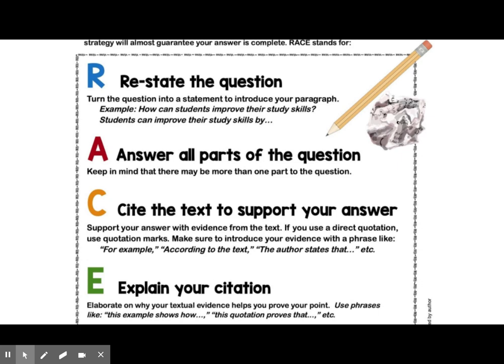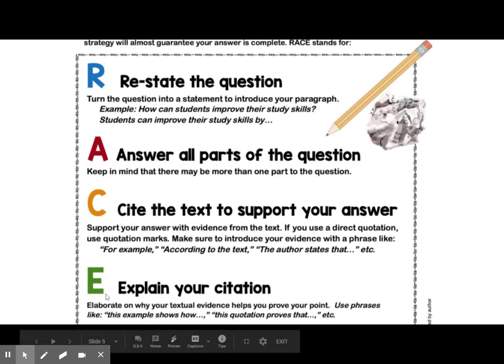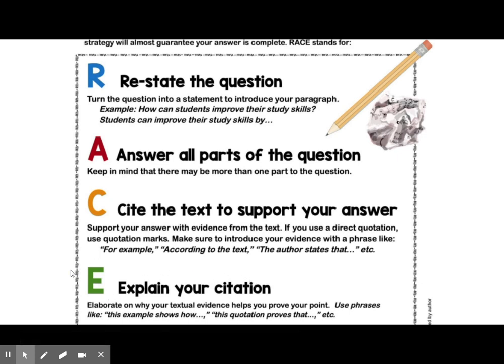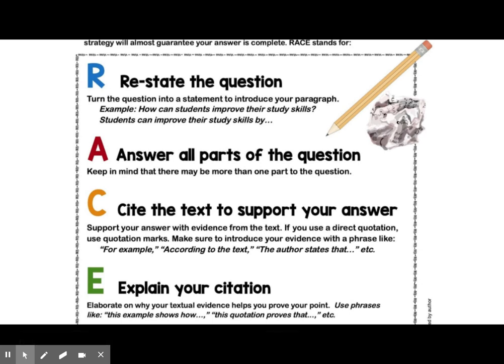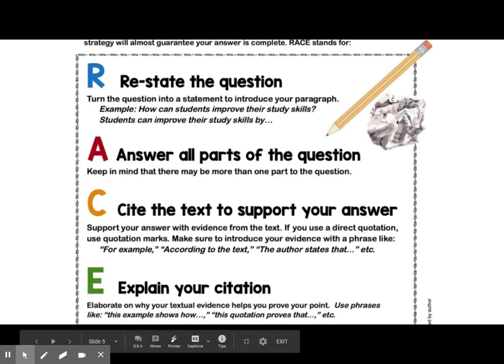Okay, the final step, step 4. And I always tell students, this is the step that takes your paragraph from a B to an A. Explain your citation. So I can't read your mind. What you need to do is elaborate on why your text evidence helps you prove your point. In other words, explain how your evidence proves your answer. Use phrases like, this example shows how, or this quotation proves that, some things like that. We'll get better at this as we go, but let me show you an example.